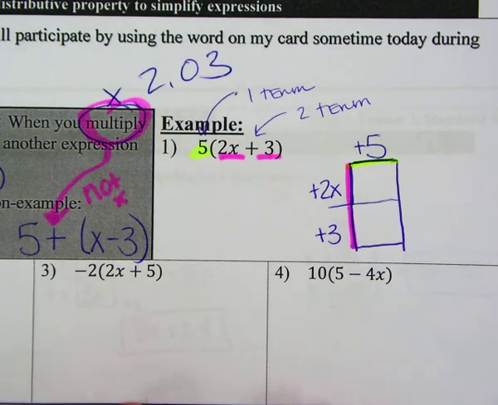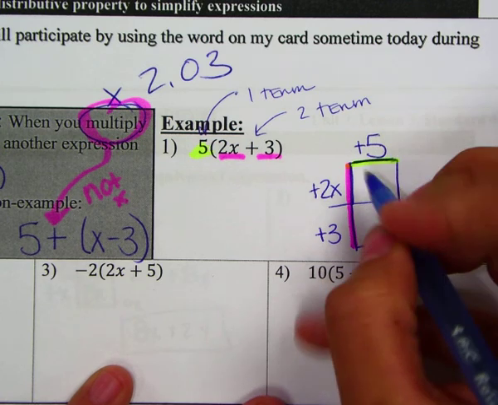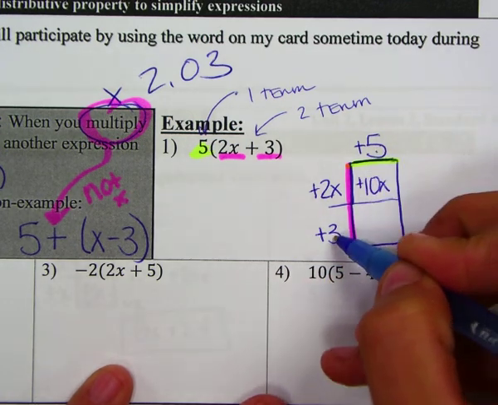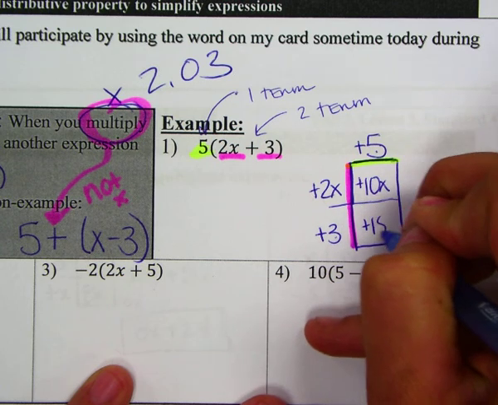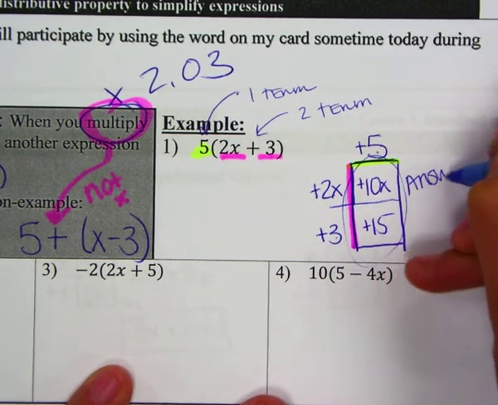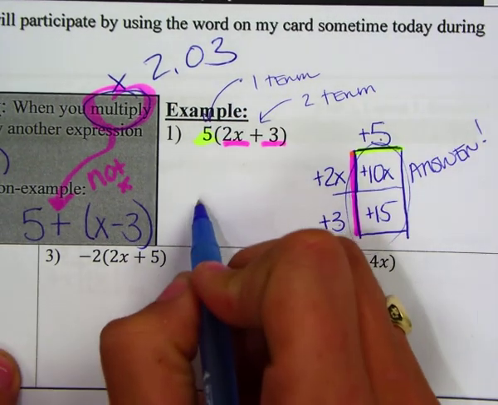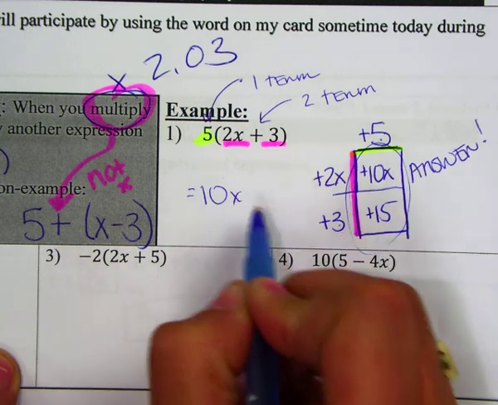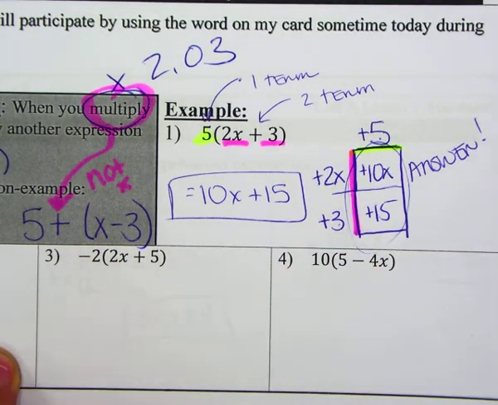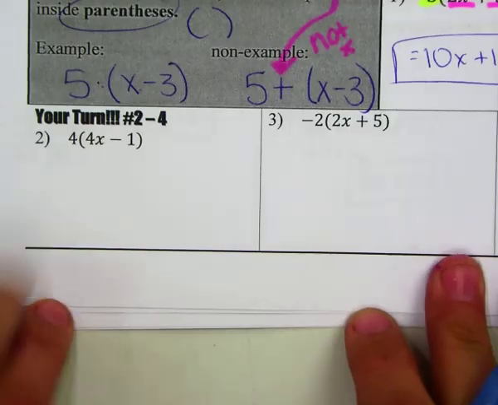Now I'm just going to multiply this much like you would in a multiplication table. Positive 5 times a positive 2x is a positive 10x. Positive 5 times a positive 3 is a positive 15. And this is your answer. So when you distribute the 5 in, your answer should be 10x plus 15. Let's do 3 examples more. I'll do these very quickly.